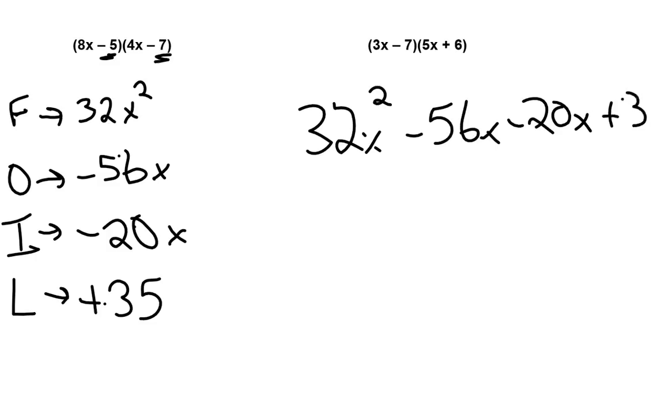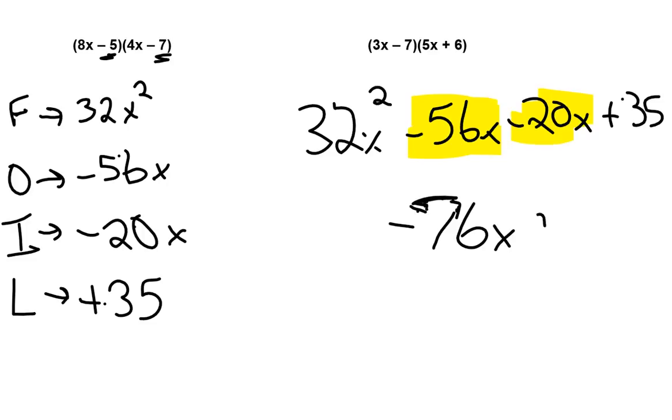Again, you'll see my only like terms will be a negative 56 and a negative 20. If I combine those, that gives me a negative 76x. My 35 stays at the end. My 32x squared stays at the beginning. So I'd have 32x squared minus 76x plus 35. So it's a pretty simple process.